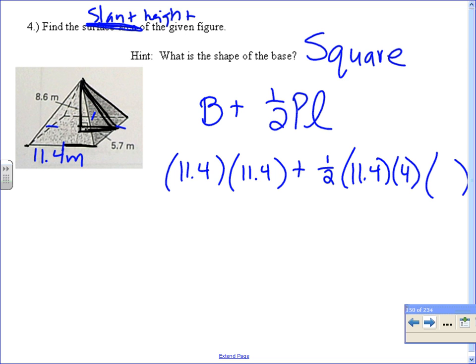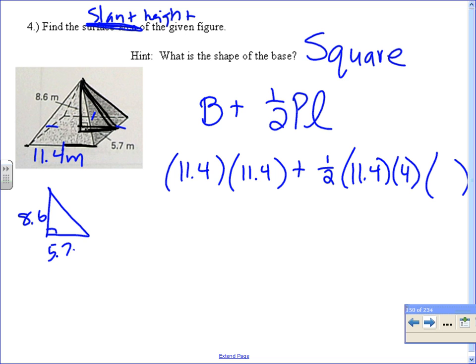Okay, and then we need to have the slant height. Do we know the slant height in this problem? Mary? No, what do we need to do? Good. So let's draw our triangle. So I'm going to pull out the triangle from the pyramid. Justin, what is the height? Good. The regular height is 8.6. Alyssa, what's the base of the triangle? This part, like the triangle that we drew.